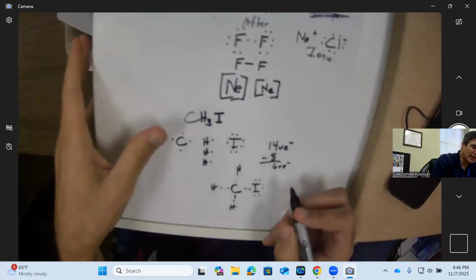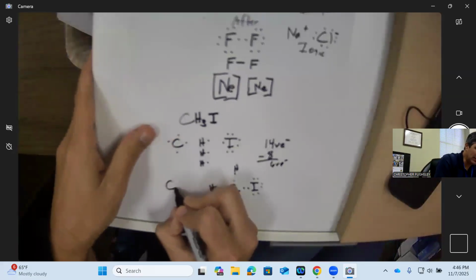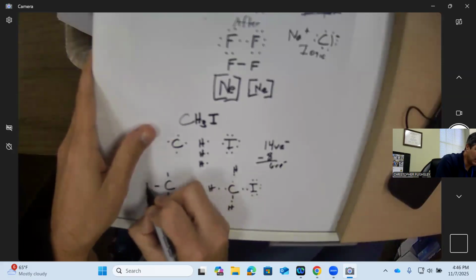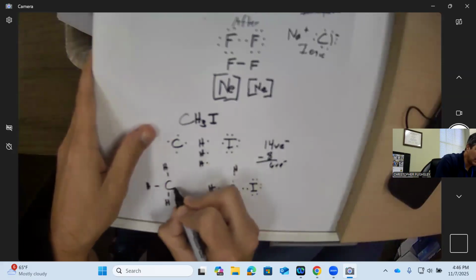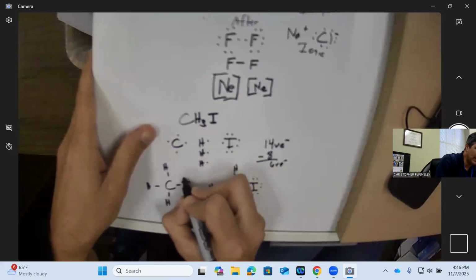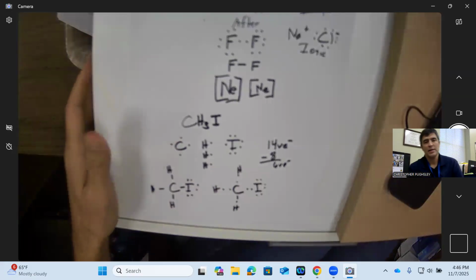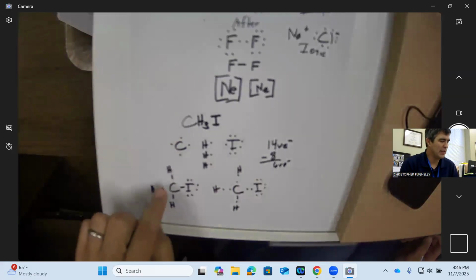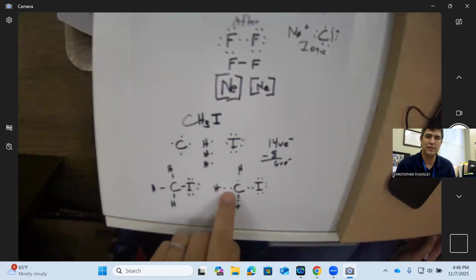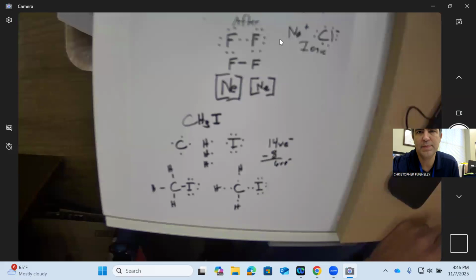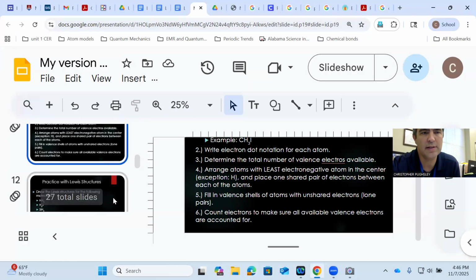And I could rewrite this and draw it like this instead, and then have the lone pairs like this. Okay. And so that's the same thing. Anytime I write a dash, that's the same as a shared pair of electrons. Let's do another one. We're going to do one of these here.